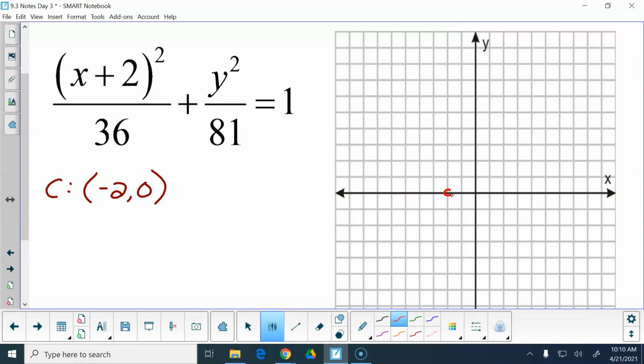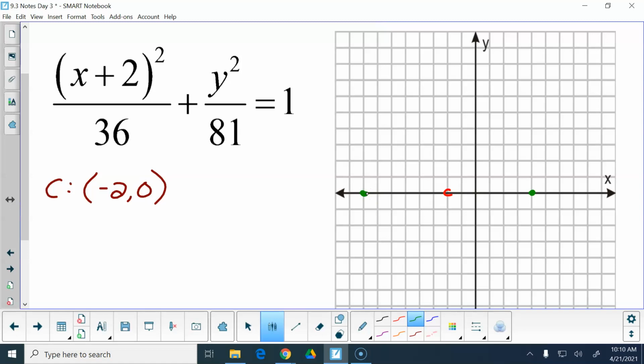Okay. Next thing that we do, step 2. One at a time, though. So which one do you want to do first? 36, okay? So I'm going to take the square root of 36. What's the square root of 36? 6. Is that left and right or up and down? Left and right. So I'm going to go left and right 6. 1, 2, 3, 4, 5, and 6. 1, 2, 3, 4, 5, and 6.